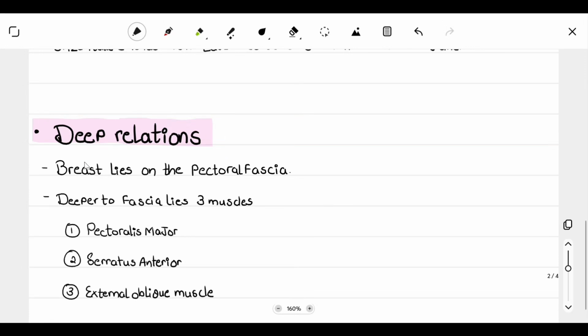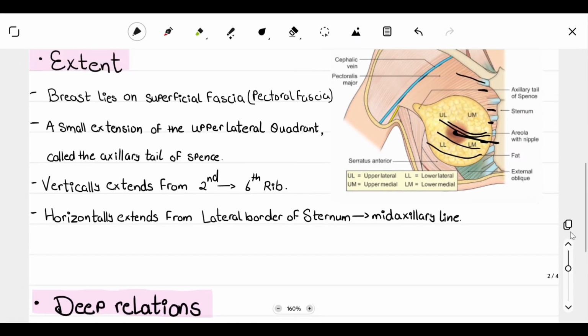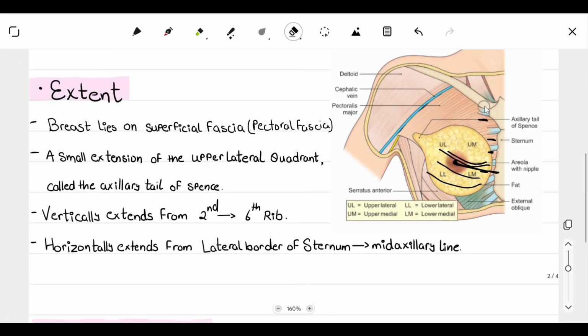Now coming to the deep relations. What comes under the deep relations are the structures over which our breast lies, or the structures which are beneath the breast. As I've already told you, the breast lies on the pectoral fascia or superficial fascia, and deeper to the fascia lie three muscles which are pectoralis major, serratus anterior, and external oblique muscle. We'll be able to appreciate this with the help of this diagram.